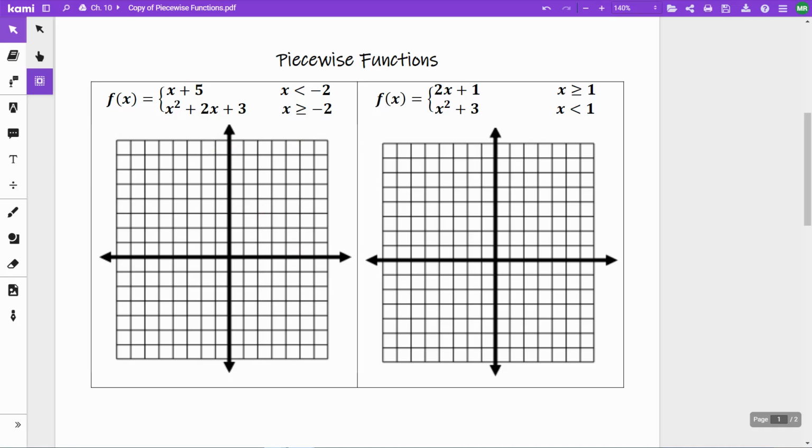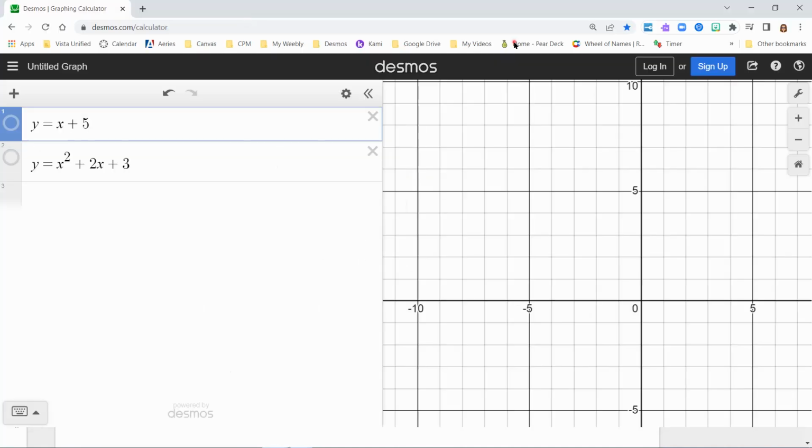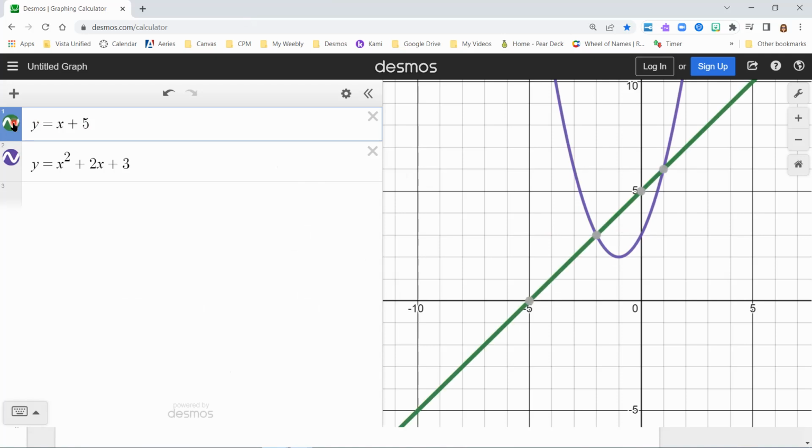Now I'm going to put it into Desmos just to show us what it looks like. So I grab my Desmos. Okay, I put the equations in. This is what the line looks like. This is what the parabola looks like. This is what the line and the parabola look like, but I don't want all of the line because I want to go where it is -2. And here I just want from here down. For my parabola, I want from -2 on. Okay, that's what I want.